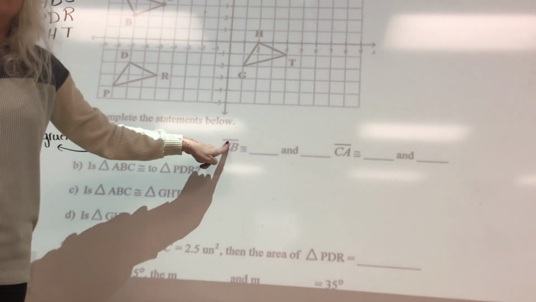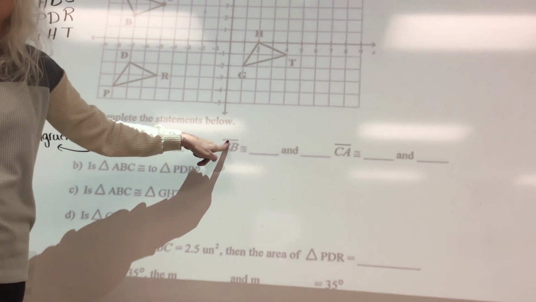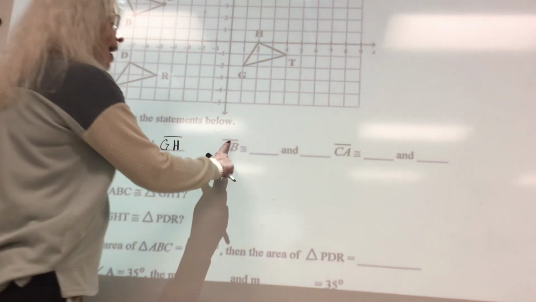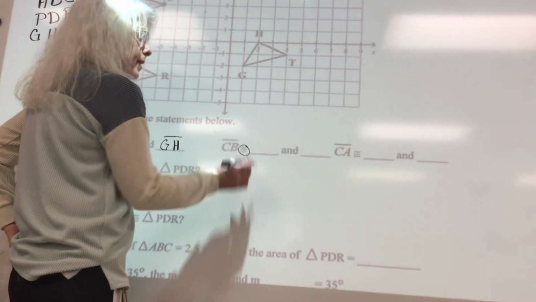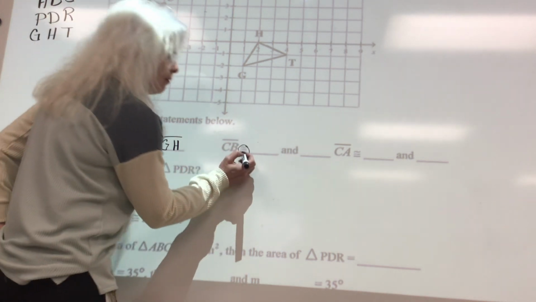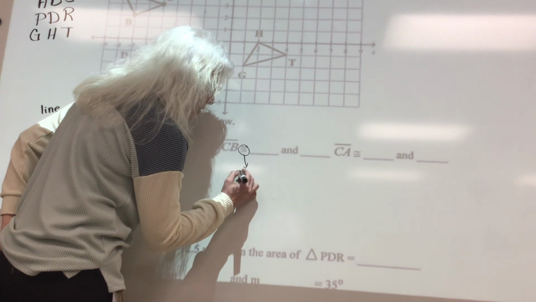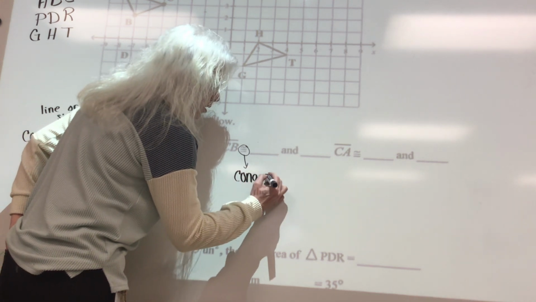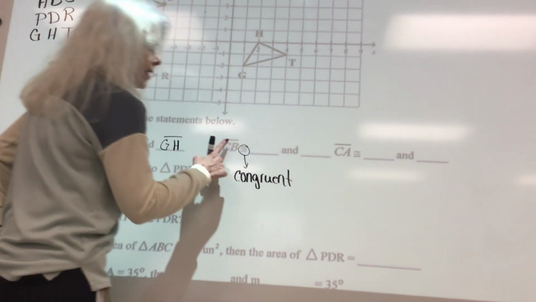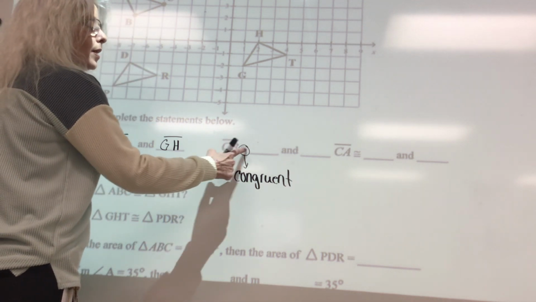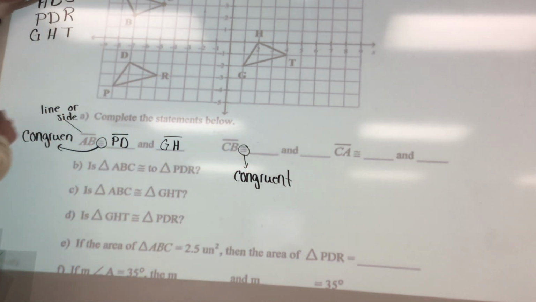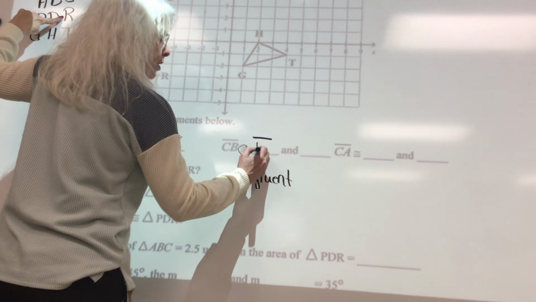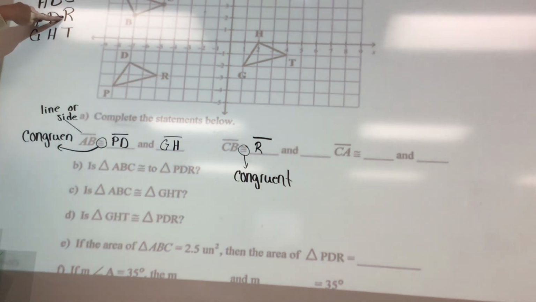What does this symbol mean, everybody? Line or side. So side CB, what does this symbol mean? Congruent. Write down, this means congruent, because that one I think you're going to forget more. So side CB is congruent to, C corresponds to R, so side R, and B corresponds to D.